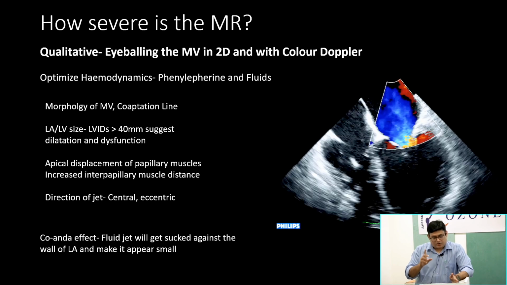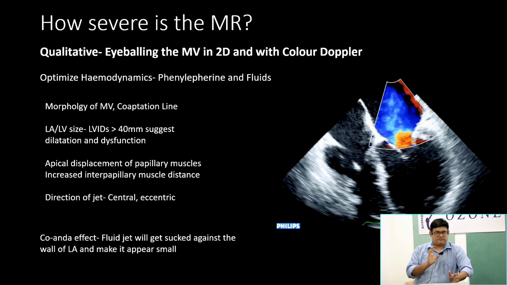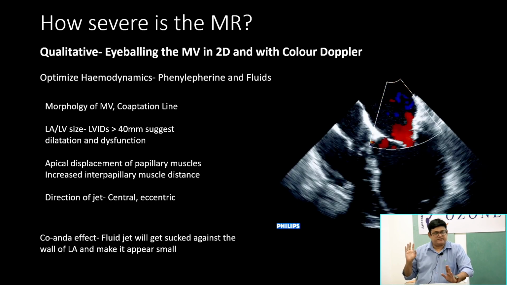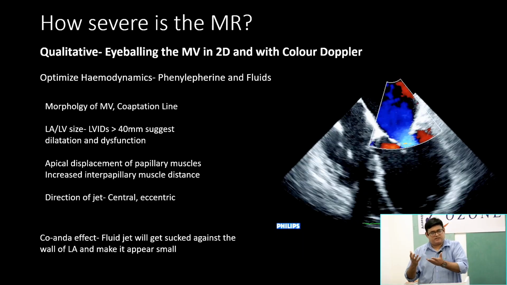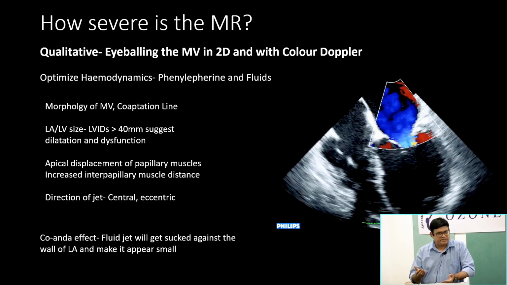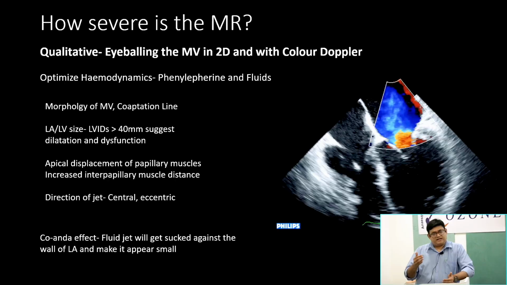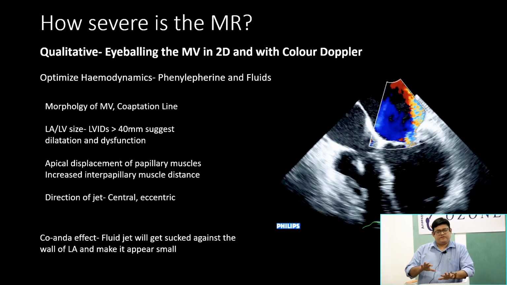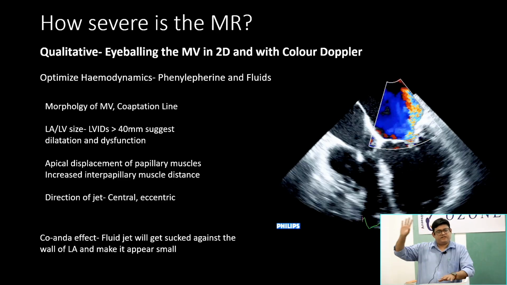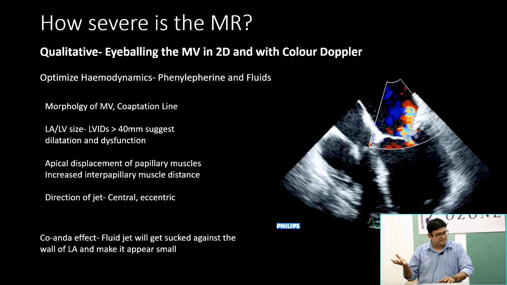But remember, always optimize your hemodynamics before assessing the severity of MR. So this you can do either with your phenylephrine or noradrenaline, whichever you are using, and fluids. It's not just vasopressors. You need to use fluids also. But optimization till how much level? So what we do in our place is we get the blood pressure up to the pre-induction level, and then we assess the MR.